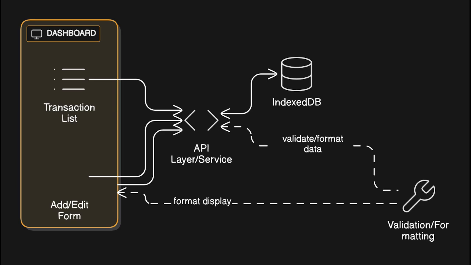On the other hand, IndexedDB is like a digital filing cabinet, perfect for storing large amounts of data locally on your device. It's asynchronous and supports transactions, providing a seamless experience even when you're offline. This means your finance tracker can store all your financial data securely on your device, ensuring accessibility without an internet connection. Together, React and IndexedDB offer a robust solution for building a responsive, offline-capable finance tracker.